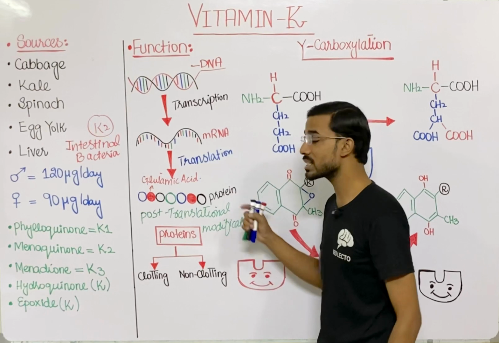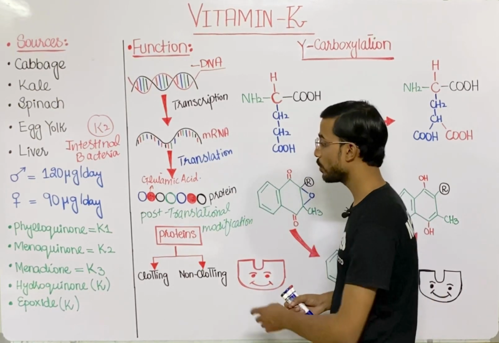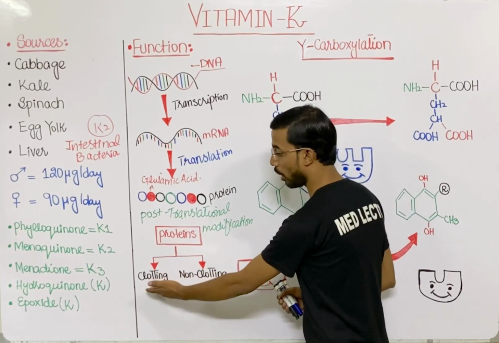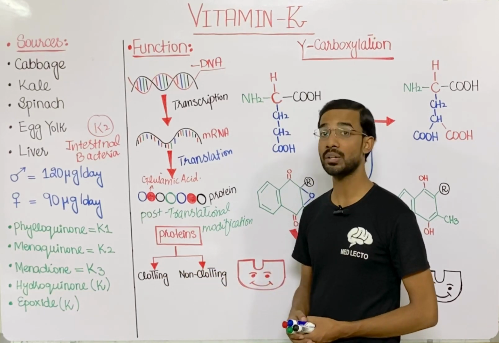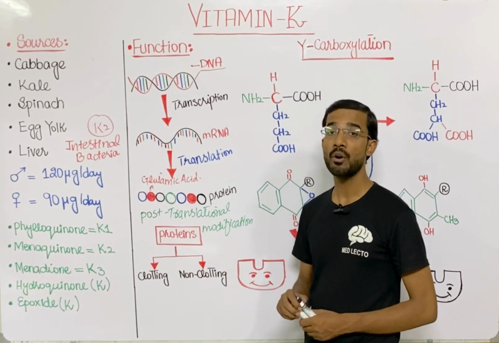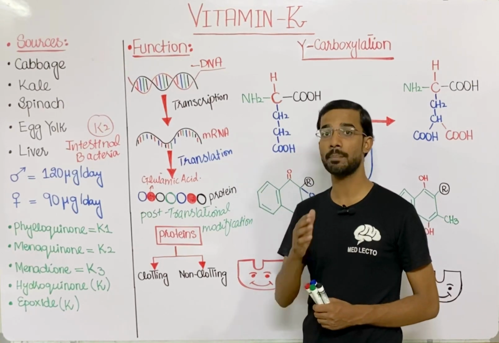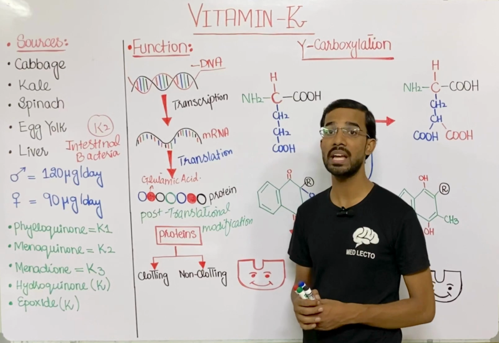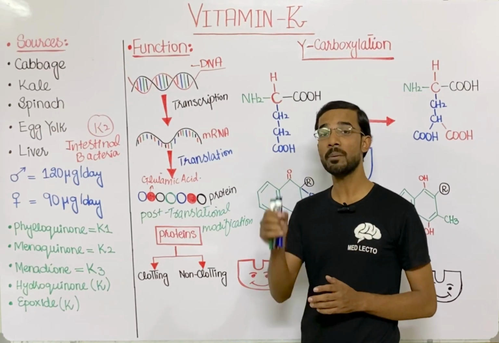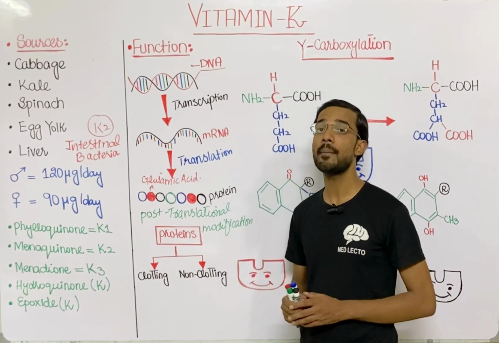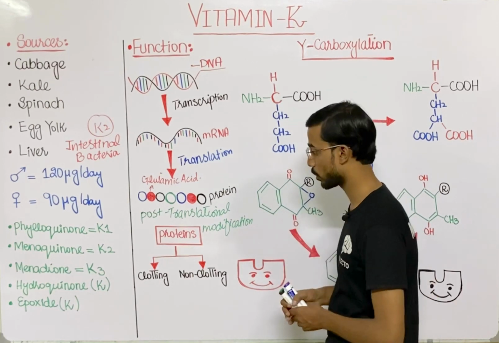But the question is which proteins show the gamma carboxylation. We categorize the proteins into two: clotting proteins and non-clotting proteins. Clotting proteins, or clotting factors, are helpful in the formation of the clot. In hemostasis, in primary hemostasis, you will see the aggregation of the different platelets. After that, you will see the formation of a mesh around the platelets with the help of fibrin. That's the most important thing.